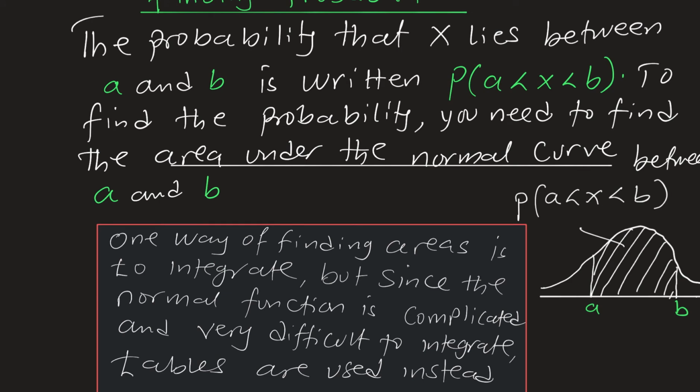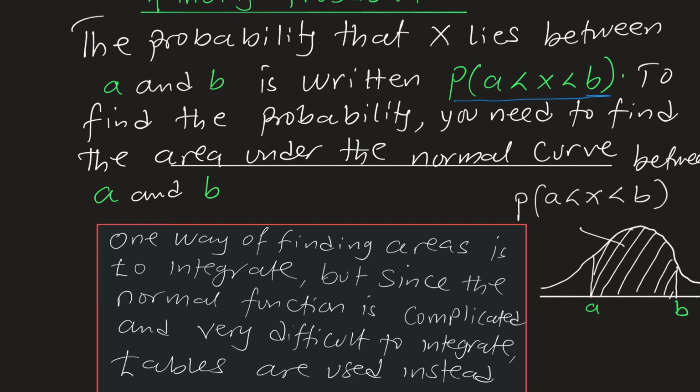How do we find probabilities? The probability that x lies between A and B is written as the probability of x being more than A but less than B. Now, to find the probability, we need to find the area under the curve between A and B. One way of finding area under the curve is by integration. But the normal distribution function is very hard to integrate. So to find the areas between two x values, we use tables. There is a special table designed for this purpose.